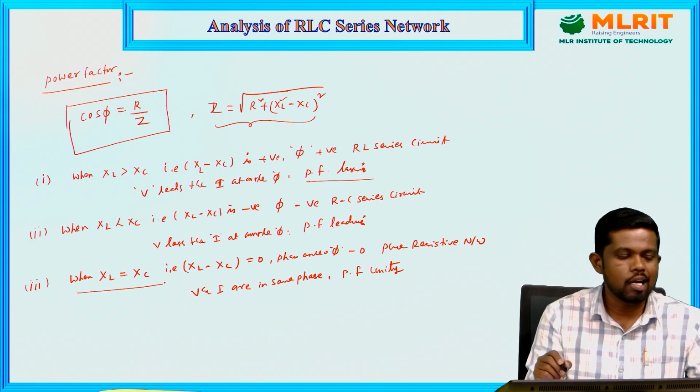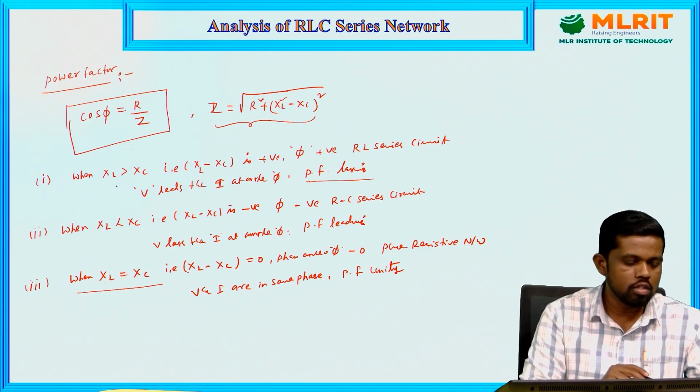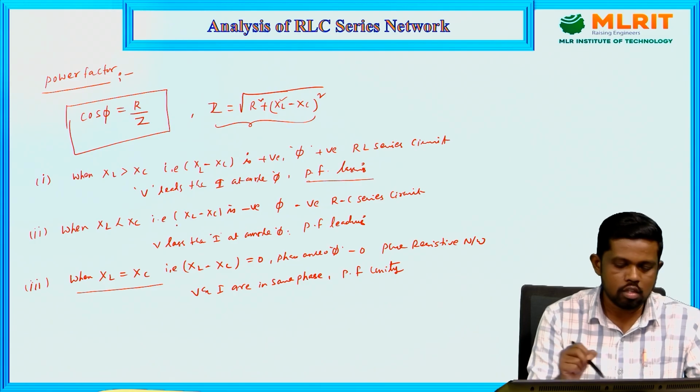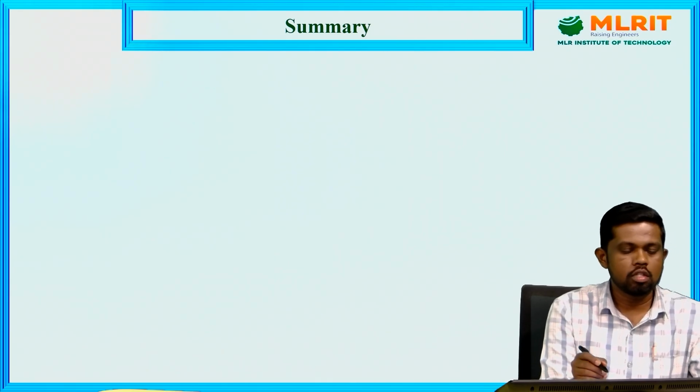So these three conditions are considered based on the impedance offered by the network. In this case, the power factor should be lagging. In this case, the power factor should be leading, and in this case, the power factor should be unity. So this is the end of the session. In this session we have discussed the following.